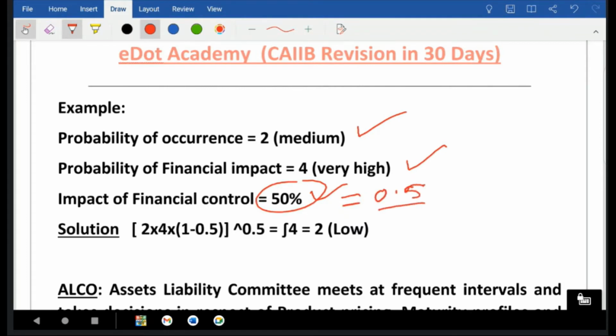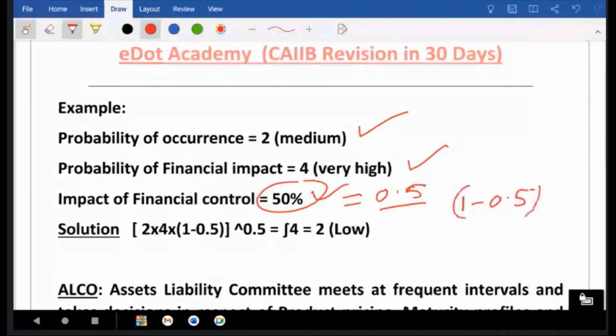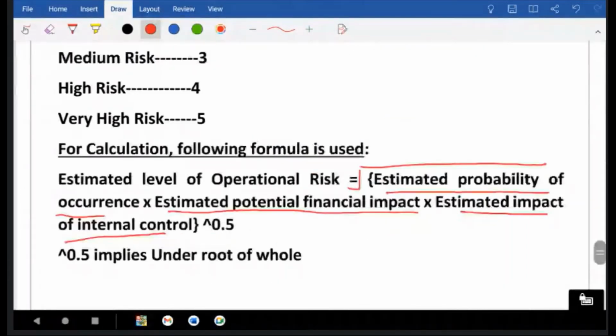So impact is 0.5. So what is not impact? 1 minus 0.5 means 0.5 only. So you multiply 2, 4 and 0.5. 2 4s are 8, 8 times 5 is 40, the decimal is there, so 4. The square root of 4 is 2. So in this way we can calculate this estimate level of operation risk.